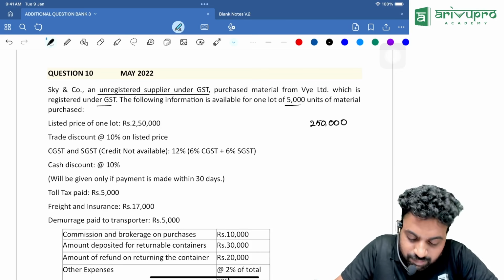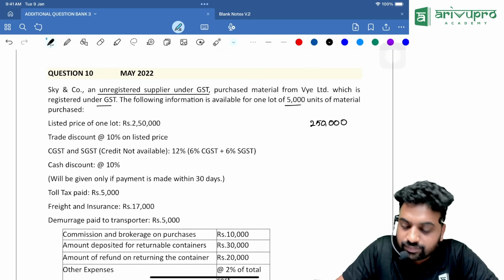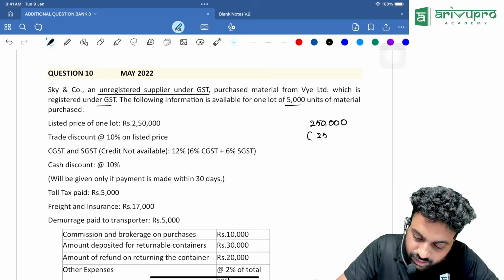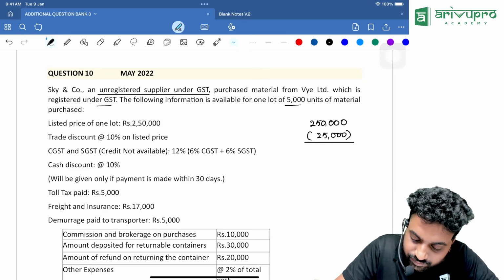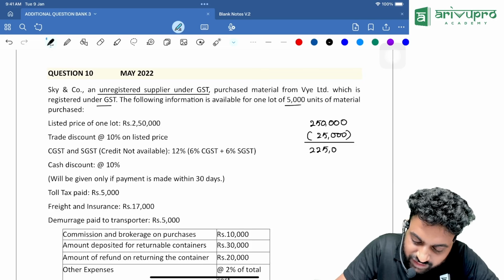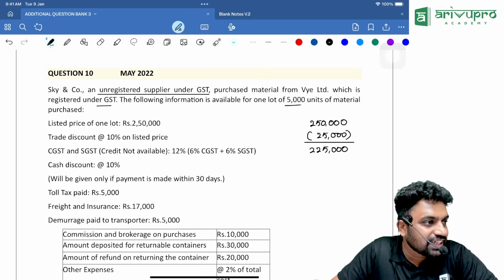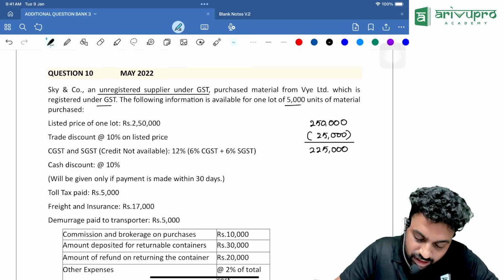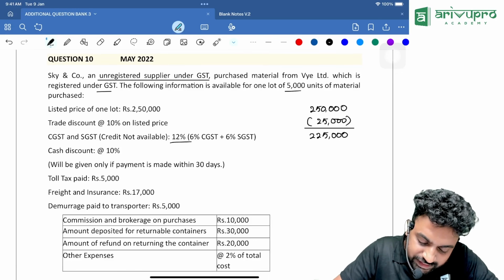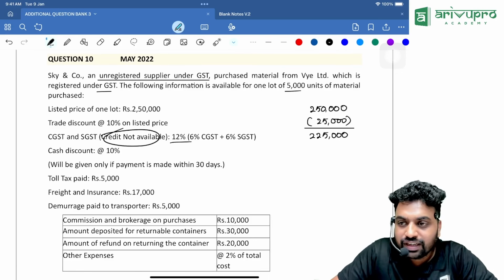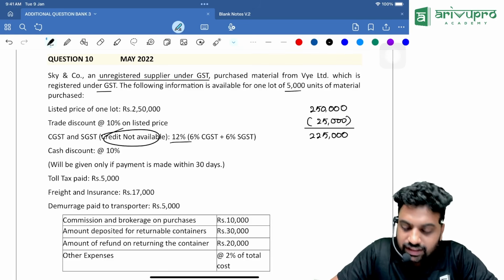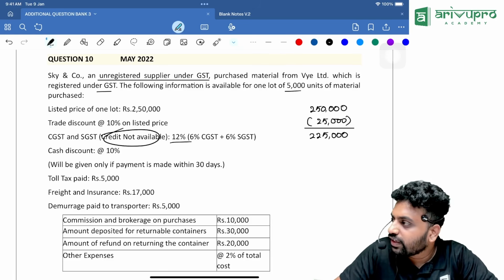Trade discount of 10% is there. Should we reduce it or no? 25,000. Okay, 2,25,000 it is. Of course, GST will be calculated on the purchase price minus trade discount. So, GST of 12% should be calculated here. Credit is not available. 12% on 225,000.